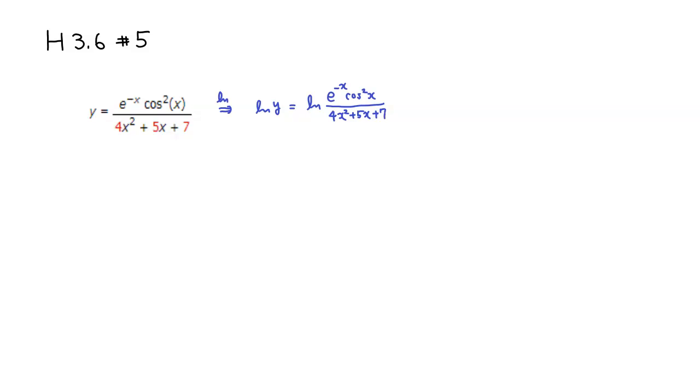Then using the log property, if you have a multiplication, we can split it as addition. So you have the natural log of e to the negative x plus the natural log of cosine squared of x. And if you have a division, you can write it as subtraction, minus the natural log of 4x squared plus 5x plus 7.